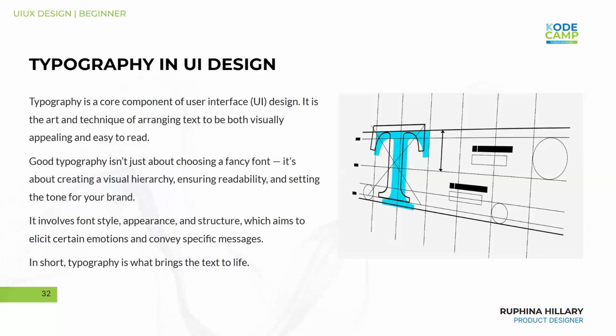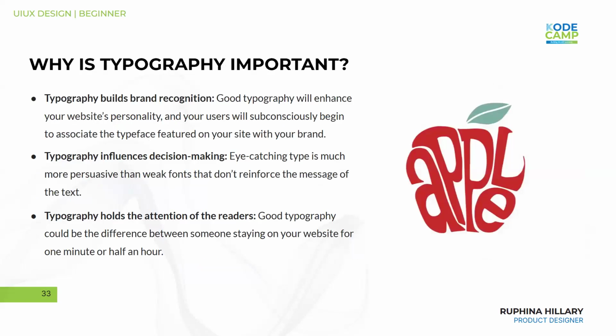So we've already added colors. We're now using typography to cement or to complement the color. So it should be visually appealing and easy to read at the same time. So good typography isn't just about creating a fancy font, it's about creating a visual hierarchy, ensuring readability and setting the tone for your brand. It involves font style, appearance, and structure, which aims to elicit certain emotions and convey specific messages. In short, typography is what brings the text to life. It's what brings your text to life.